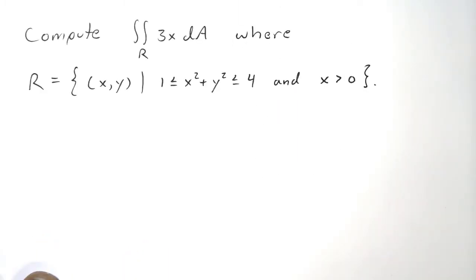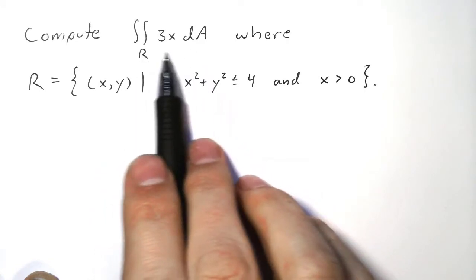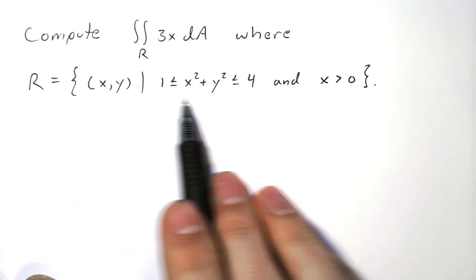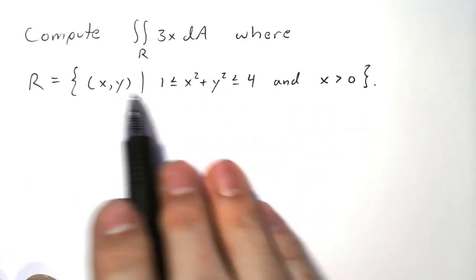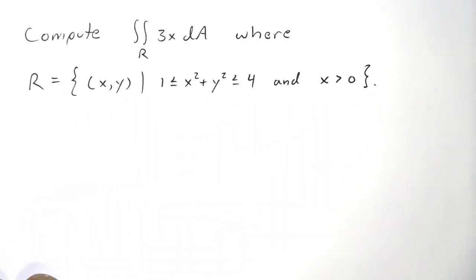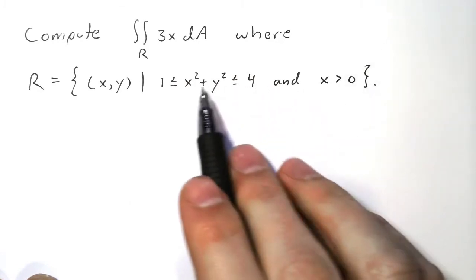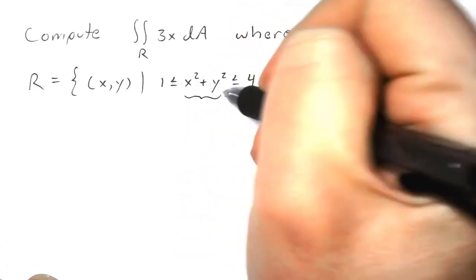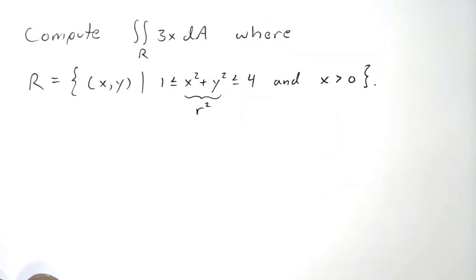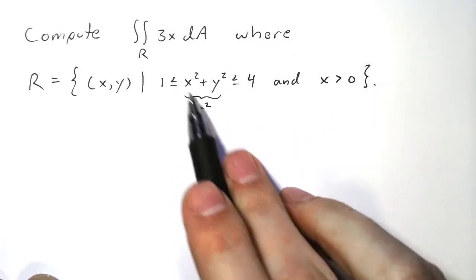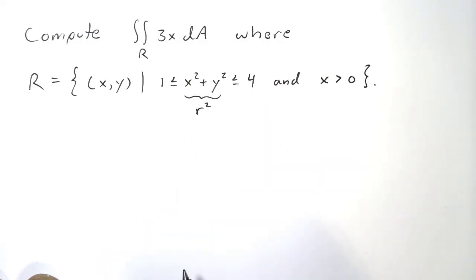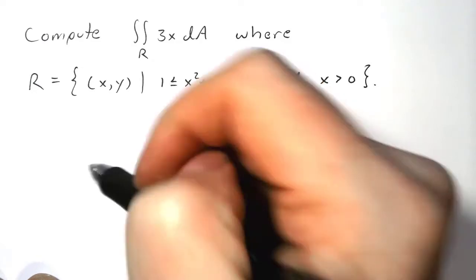All right, in our next problem, we're going to be doing this integral, the double integral over a region R of 3x dA, where the region is given as follows. Now, it looks like everything's set up in terms of Cartesian coordinates, but it turns out this is a good problem for polar coordinates. And the reason is I'm seeing this right here, x squared plus y squared. That reminds me of r squared. That's what that equals. So this is just saying that r squared is between 1 and 4. In other words, r is between 1 and 2. So let's draw this picture.